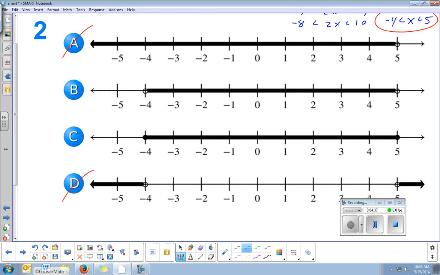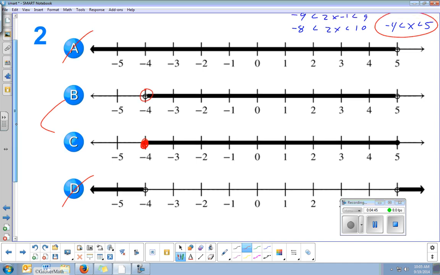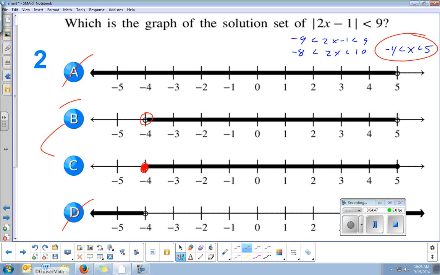That's not it. So look at the difference between B and C. This one has open circles. This one has closed circles. We're going to pick the one with the open circles because it's not also equal to. If the equal to bars were there, then it would be closed circles, and the answer would be C. And the equal to bars are only there if they're there in the beginning of the problem.